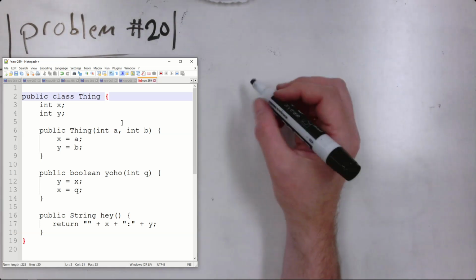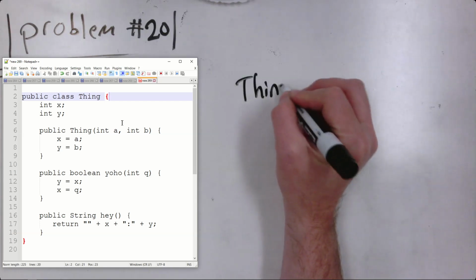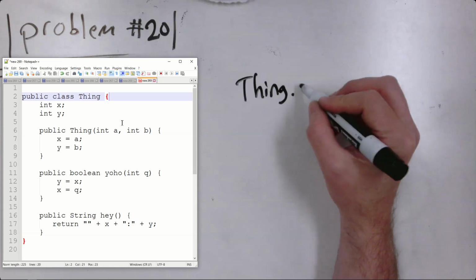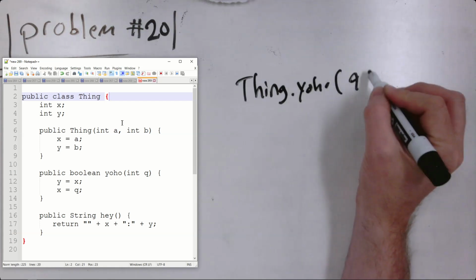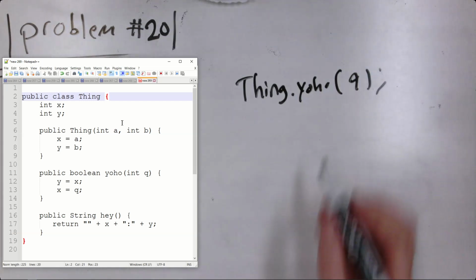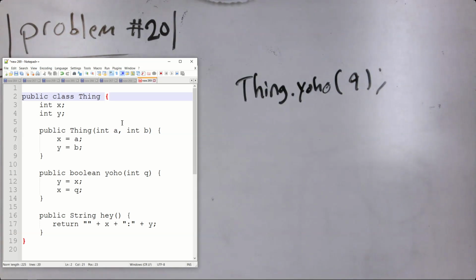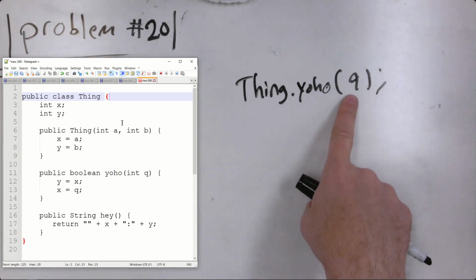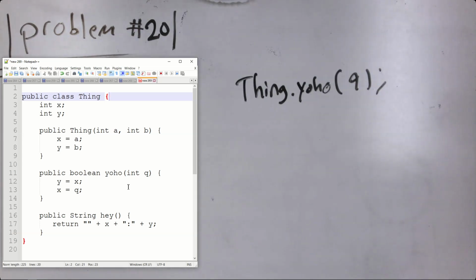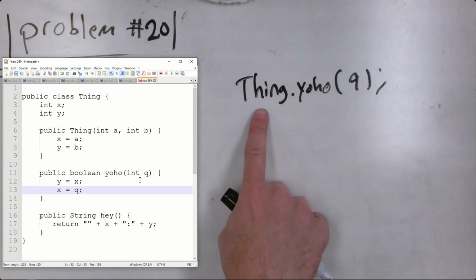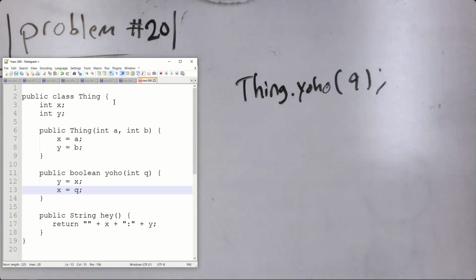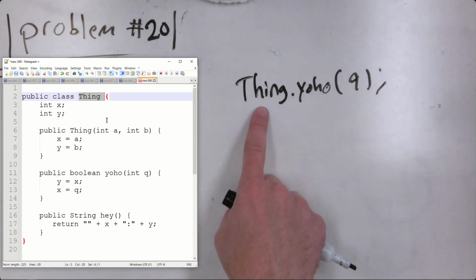So a couple of things. What about this? Could I say thing dot yoho 9? So decide, is this valid, yes or no, and why? And hopefully you said no. It's good to check to see, does the input 9 match the input that yoho is expecting? And it does. But the problem is capital Thing is not an object. Thing is the name of the class. It's the name of the data type. So we haven't actually made a thing yet.